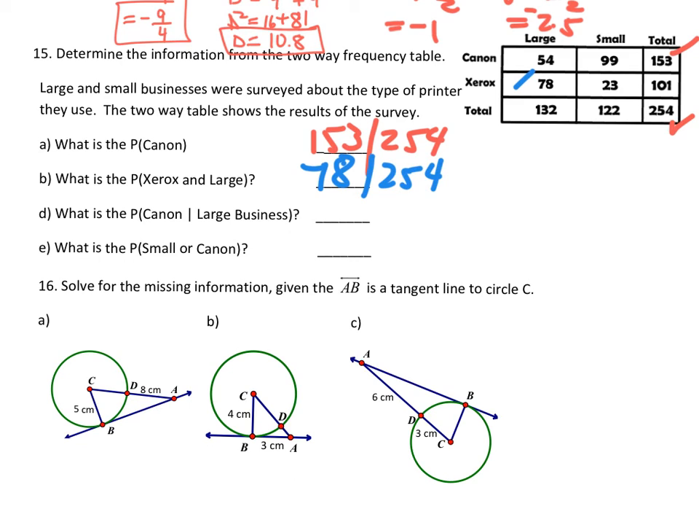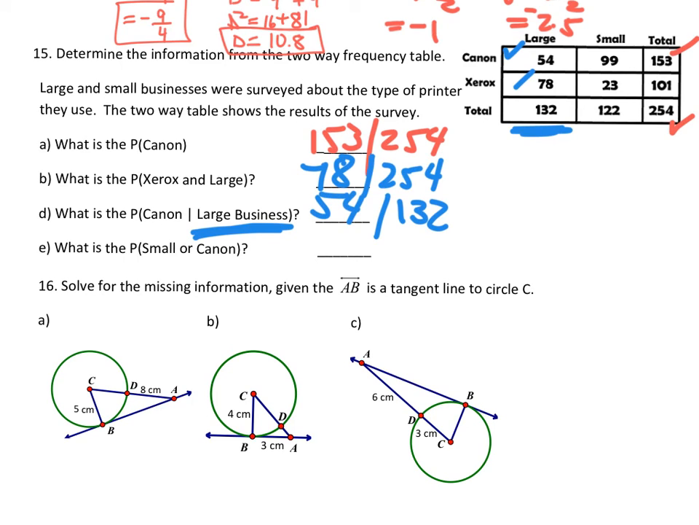The next problem says, what's the probability of choosing a Canon given that you have a large business? So this is this conditional probability we have given that there's a large business. That means that the total of large businesses is out of 132. So this is where that total changes. And out of that 132, how many have the Canon? That's 54 out of the 132.